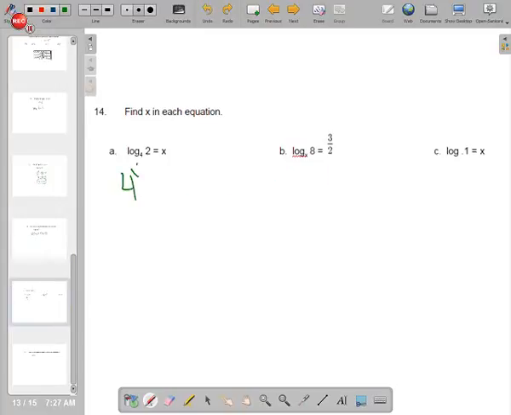Find x. This is kind of like what we just did. 4 to the x equals 2. Well, that's 2 squared. So if 2x equals 1, then x equals 1/2.